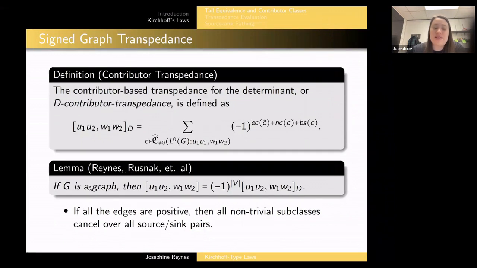But the reason this is so handy is if G is a graph instead of a signed graph or an oriented hypergraph, then Tutte's transpedance number is the same as this contributor-transpedance with a possible sign adjustment depending on the number of vertices. So if the number of vertices is even, these two values are exactly the same for graphs. And if the number of vertices is odd, then you just negate all of Tutte's values and you'll get these contributor-transpedance values. And if all edges in a graph are positive, then all the non-trivial subclasses cancel over all source-sink pairs, and you're just going to be able to exactly reclaim the Tutte, Brooks, and Smith results.